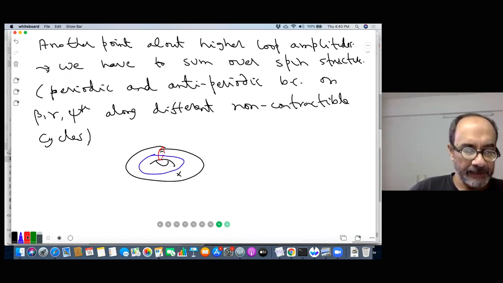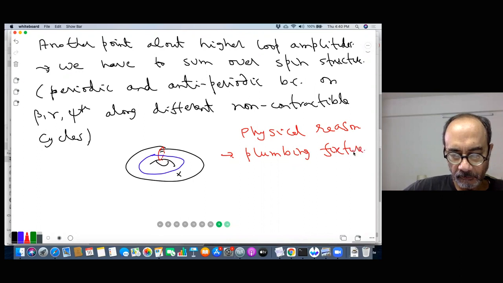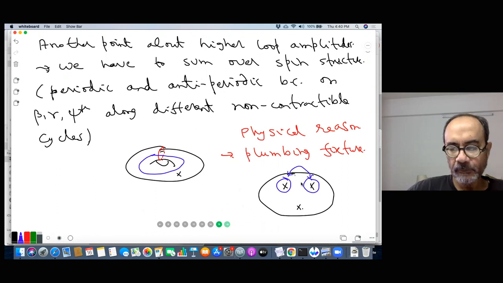And the physical reason for this can be understood using again the plumbing fixture picture. Imagine that we have constructed this torus by taking a sphere with, say, three punctures, and then sewing two of the punctures to each other. In this sewing, this could be either NS or R.